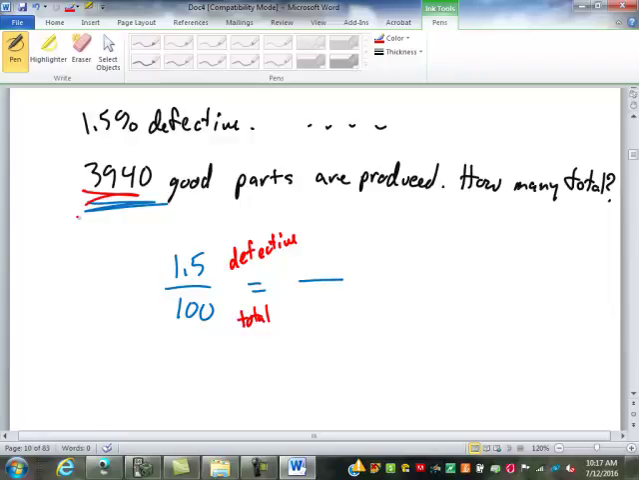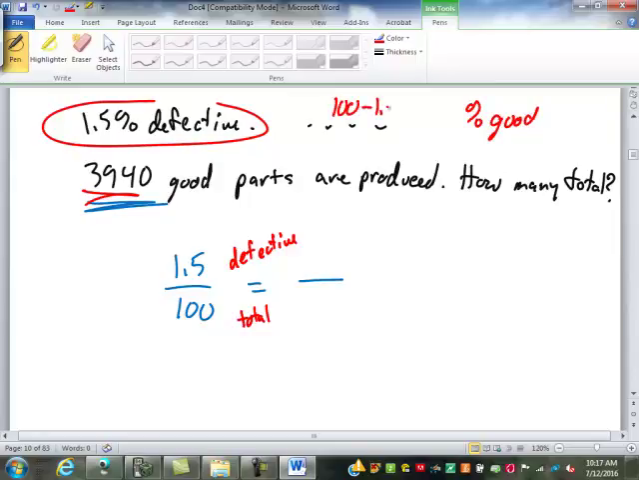So here, the 1.5, it's not useless information, but it's not part of the proportion that we're going to set up. You have to think in terms of complements. If 1.5% are defective, that means what percent are good? Well, 100 minus 1.5 is 98.5% are good.